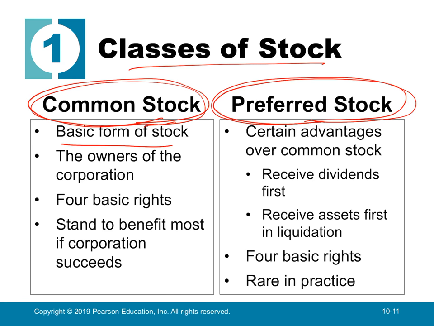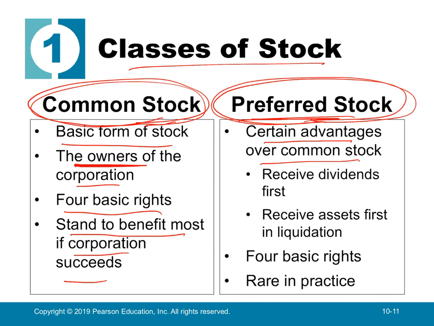So common stock is the most basic form of stock, represents the owners of the corporations. You get those four basic rights we talked about in an earlier slide, and you stand to get the most benefit if the corporation succeeds. When you have preferred stock, there are certain advantages you get over common stock. If the company were to liquidate, the preferred stockholders are first in line to get paid back. They receive assets first in the liquidation, and they also receive dividends first. So the preferred stockholders have to get paid out all their dividends before any dividends can go to common stock.